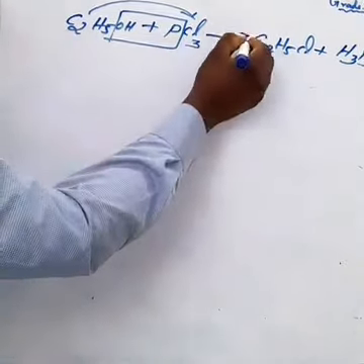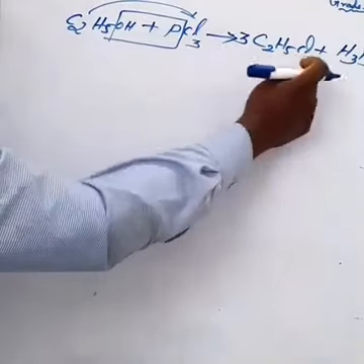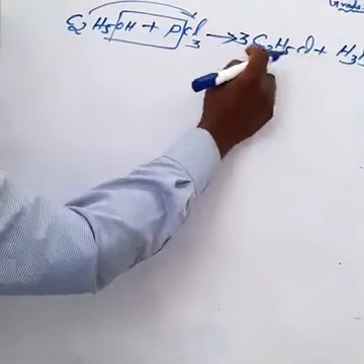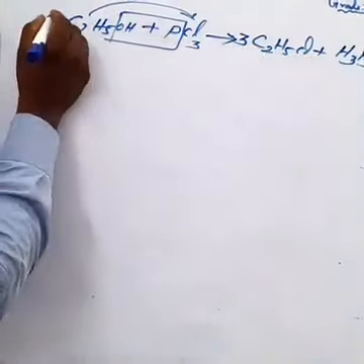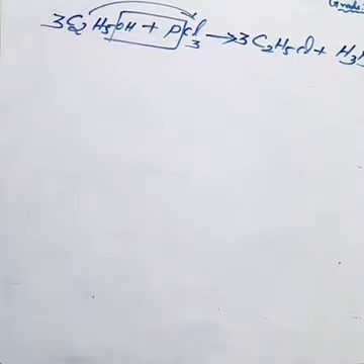So, chlorine is balanced. Now, how much ethyl, having C2H5? How much ethyl is there? 3. So, make it 3 ethyl alcohol on the reactant side. Now, the reaction is balanced.